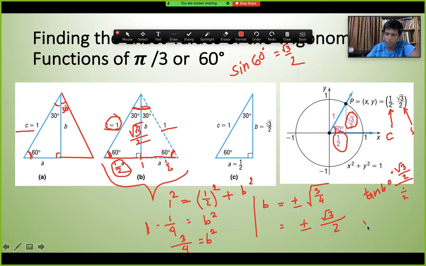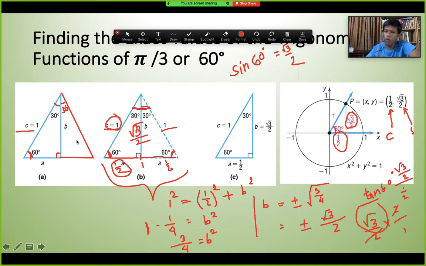So then it becomes root 3 by 2 into 2. The 2 goes up, the 1 comes down, this and this cancel out, so only root 3 is the sine 60 degree value. So basically, when you have sine, cos, and tan, you can actually find out cosec, sec, and cot for 60 degrees in this quadrant.